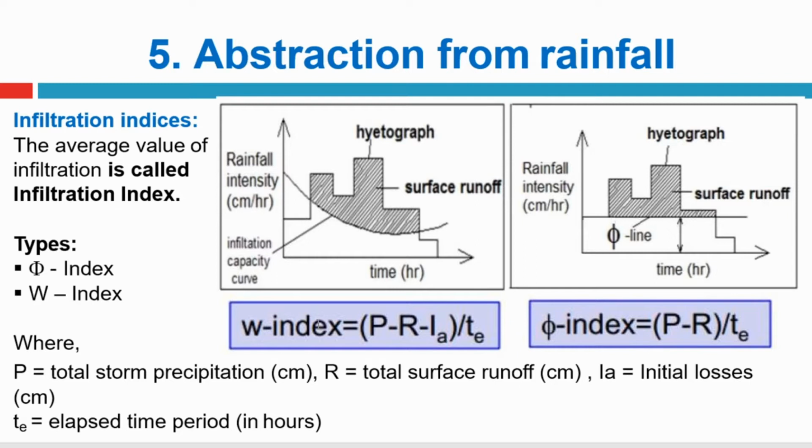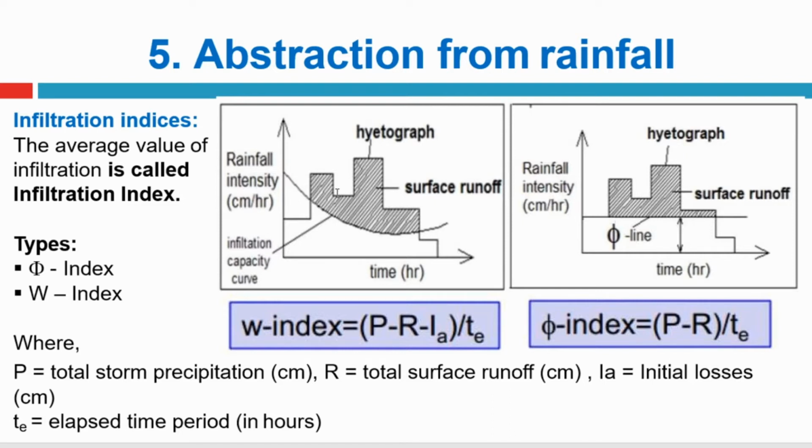Next, there is another term called the W index. Here the W index tries to incorporate Hawthorne's infiltration nature. Hawthorne says that the infiltration will not be constant. It will vary. Initially it will be very high, and after some duration it will become constant.